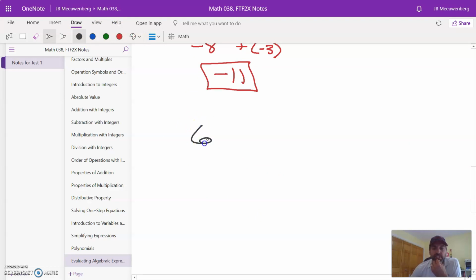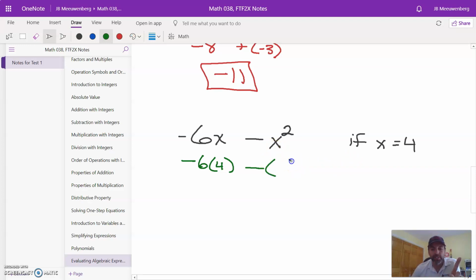Evaluate negative 6x minus x squared if x equals 4. Okay? So we have our negative 6. We take out our x. We put parentheses there. We substitute in 4. Minus, now here's where we want to be careful. When you put your parentheses, you always put your parentheses in place of the variable and nothing else. This minus is outside. The exponent is outside.